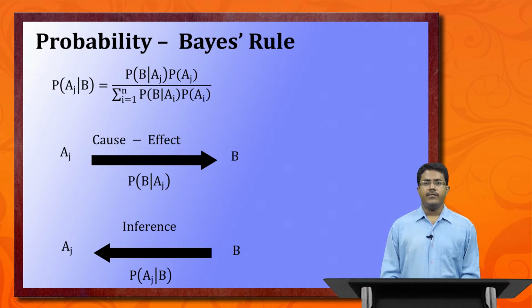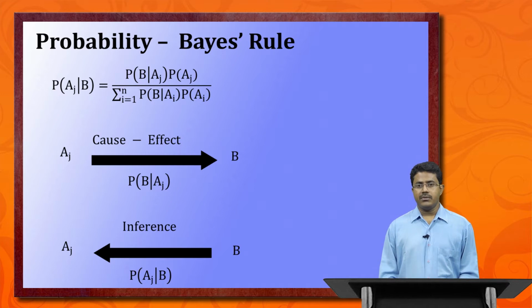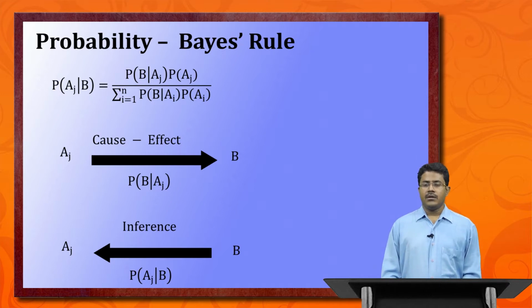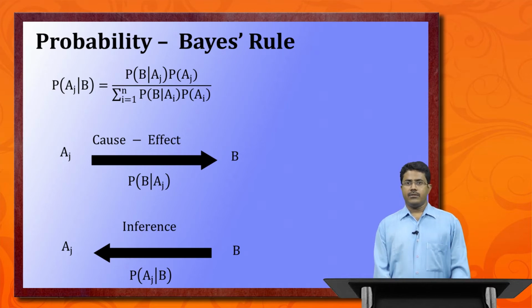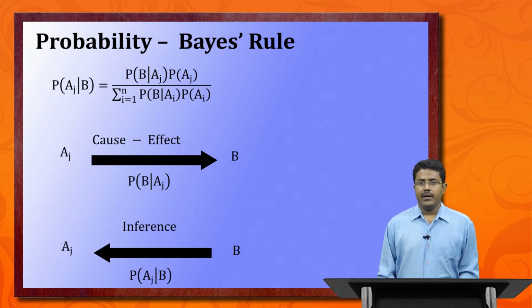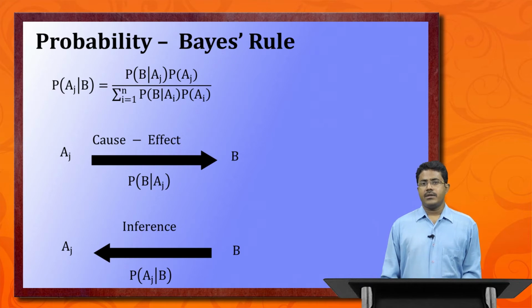And similarly, if event B has occurred, we want to know the reason for B happening. It may be due to Aj. Aj means any number of events, lots of events are there, and out of those, any one reason is there. That's why we get the result B. So you can use that as an inference, drawing inference about an event. So it should be P(Aj|B). In that way, Bayes rule can be interpreted in one way as cause and effect, and in the other way as an inference.